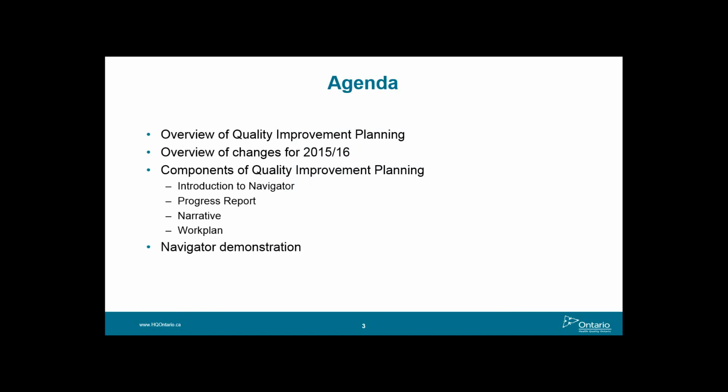Here's our agenda. We're going to talk about quality improvement planning, look at a couple of changes for this year for CCACs, and then walk through the different components of the quality improvement plan. Finally, at the very end, we'll walk through a Navigator demonstration, and hopefully that'll be a really interactive section where we can go through questions that you have.